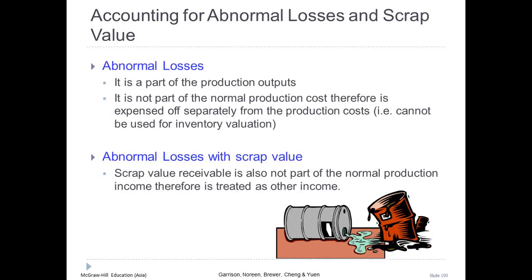Abnormal losses are part of the production outputs. They are not part of the normal production cost, therefore they are expensed off separately from the production cost. They cannot be used for inventory valuation. And abnormal losses with scrap value receivable are also not part.